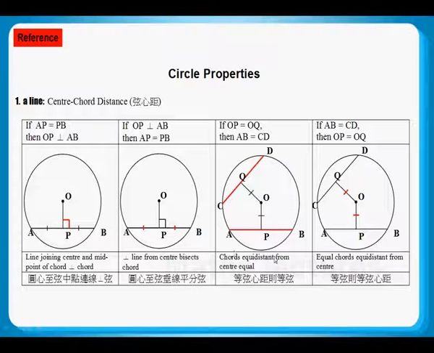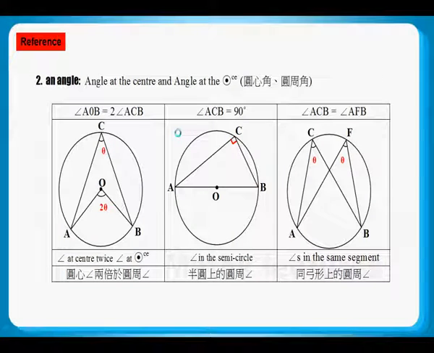Chords equal in length are at equal distance from the center. Equal distance from the center means equal chords. You see, these four properties are all related to the center-chord distance here. Okay, if we have one line, the line I talk about is the center-chord distance.